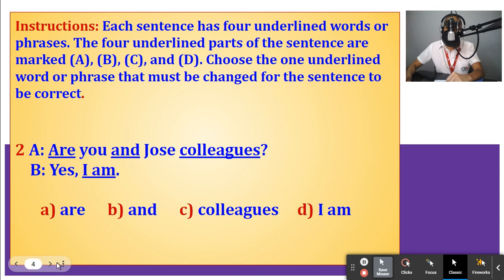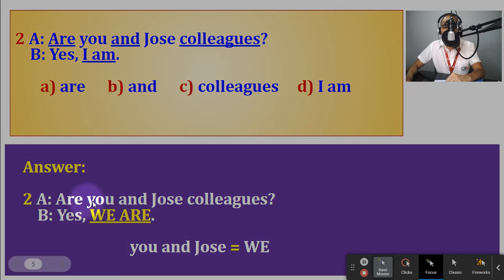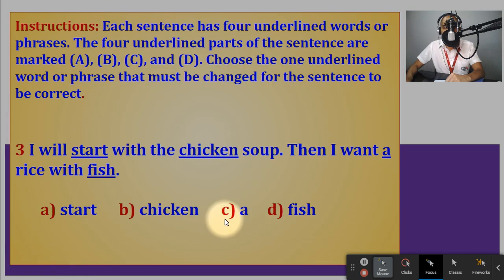Okay, let's see. In the case of number two, here we have a conversation. It says, are you and Jose colleagues? And the answer is, yes, I am. In this case, the mistake is letter D. The correct answer should be, yes, we are. In this case, we are talking about you and Jose. You and Jose is plural. In this case, it is we. Now, let's move on to the next one. Number three. Read the sentence and find the mistake, please. You have 20 seconds. Go ahead.